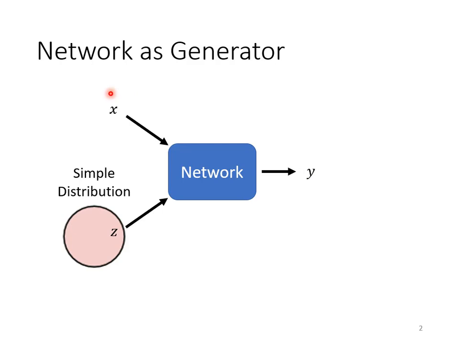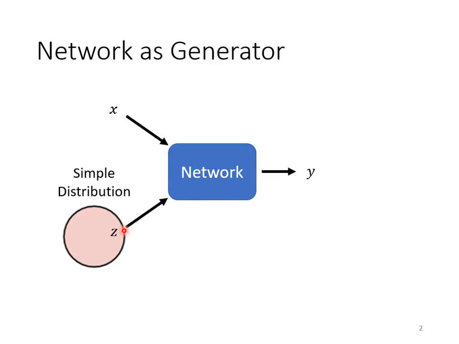You might want to ask about how the network takes x and z into consideration at the same time. There are many different ways to do this, and it all depends on how you design your network architecture. For example, if both x and z are vectors, we can simply concatenate those two to create a longer vector that can be used as the input of the network. That's one way of doing it. Or, if x and z have the same shape, we can just add them together and use the result as the input. This is also viable.